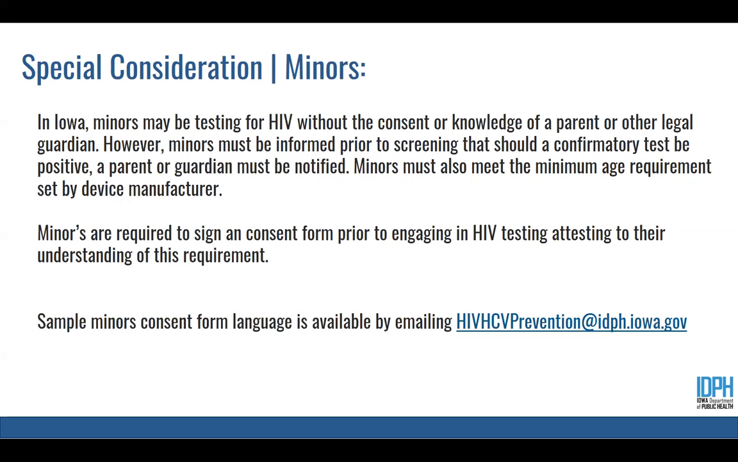And an additional special consideration is related to minors. In Iowa, minors may be tested for HIV without the consent or knowledge of a parent or other legal guardian. However, minors must be informed prior to engaging in screening that should a confirmatory test be positive, a parent or guardian must be notified by the agency that's providing the confirmation testing.